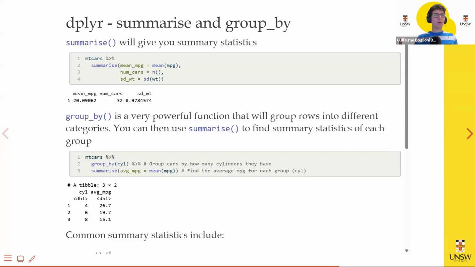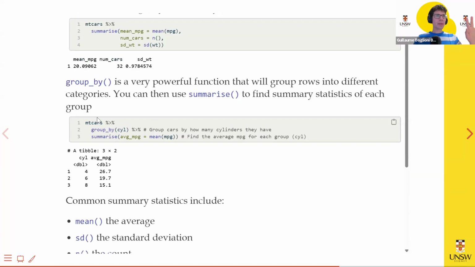What is quite powerful is group by, and then you use summarize. So let's explain that. Here they tell you it's a powerful function that will group rows into different categories, and then you use summarize to find summary statistics of each group. Okay, that sounds confusing, so let's present the example.